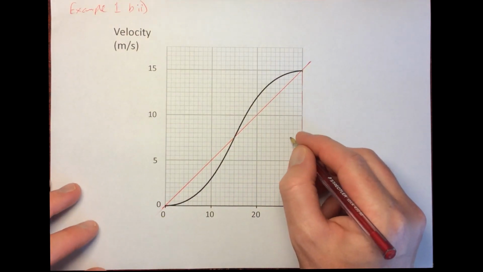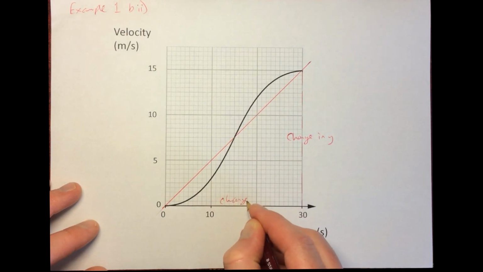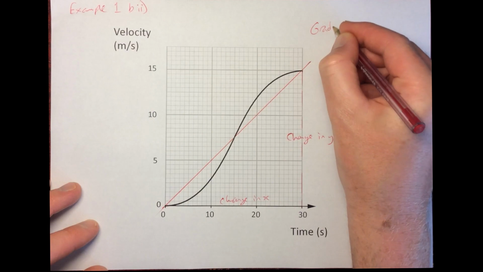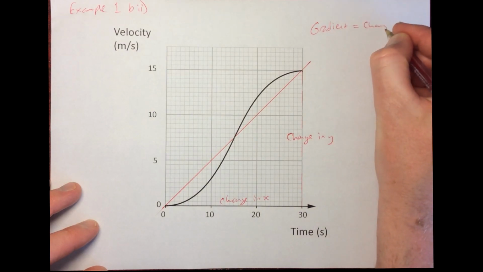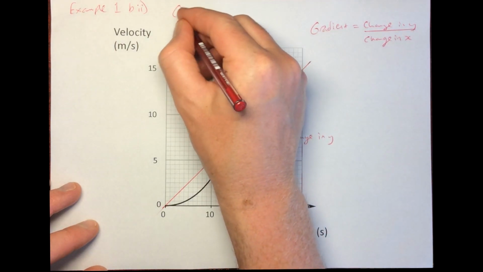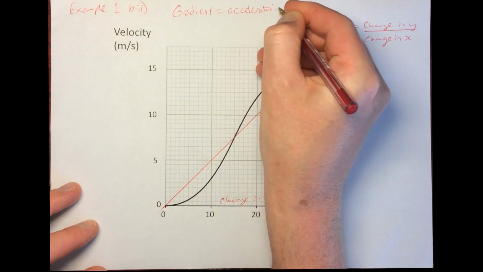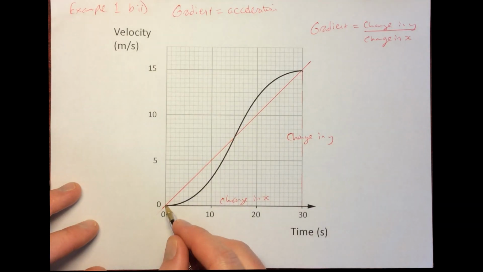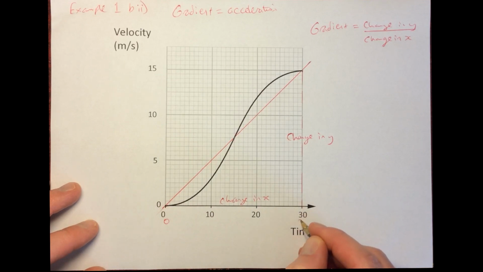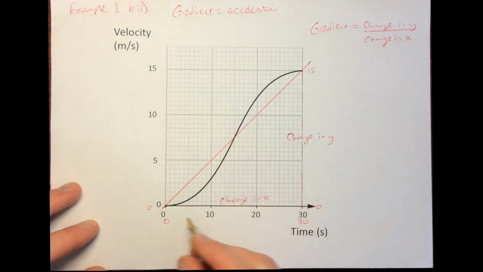So the mean acceleration here is change in y divided by change in x. So gradient equals change in y over change in x, because remember the gradient is equal to the acceleration. Okay, now if you look here, we're starting off down here. So our initial x value is 0, and our final x value is 30. Our initial y value is 0, and our final y value up here is 15. Okay, we could have your y value down there as 0.